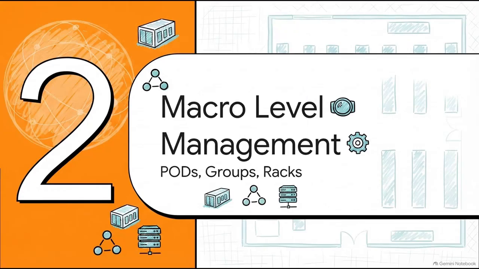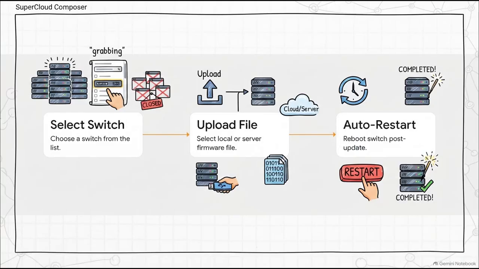Moving right along to Section 2, Managing at the macro level. If you're a sysadmin, you are going to love this. You have the power to easily manage firmware updates across the entire rack in just 3 snappy steps, using the function group bar. No more jumping through hoops or having a dozen terminal windows open. You literally just grab the switch from your list, point to the firmware file, which can be locally uploaded or already sitting on your server, and hit the option to automatically restart the switch post-update. It takes a historically tedious maintenance task and turns it into a totally frictionless workflow.